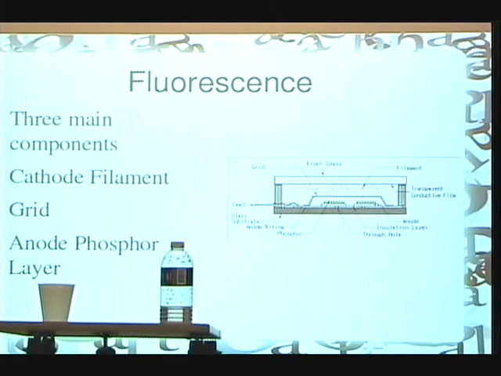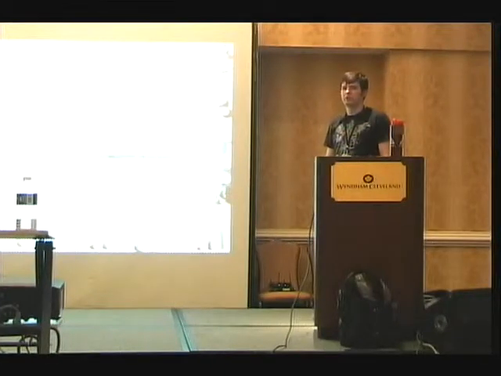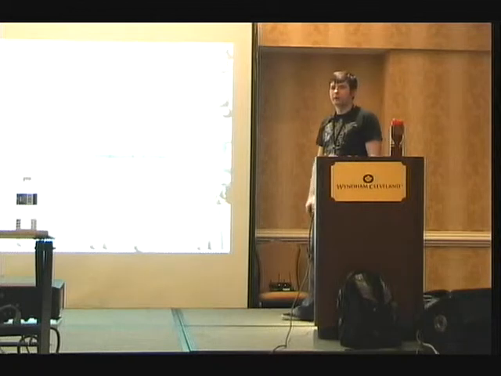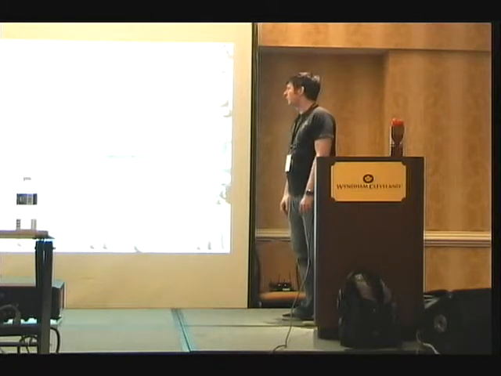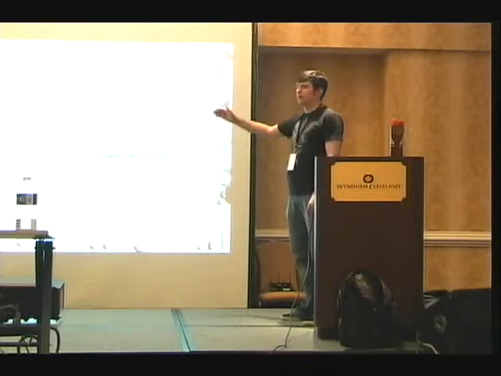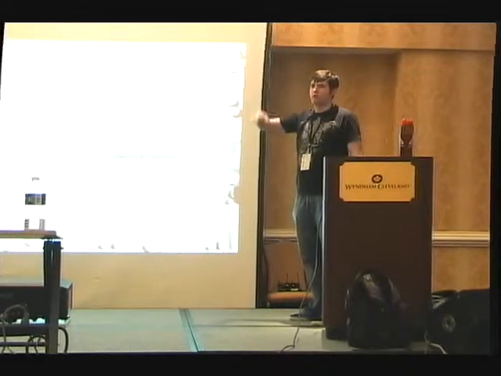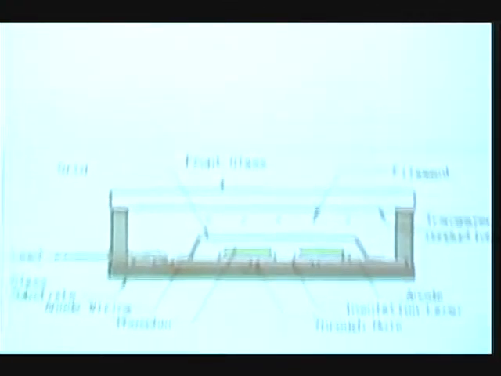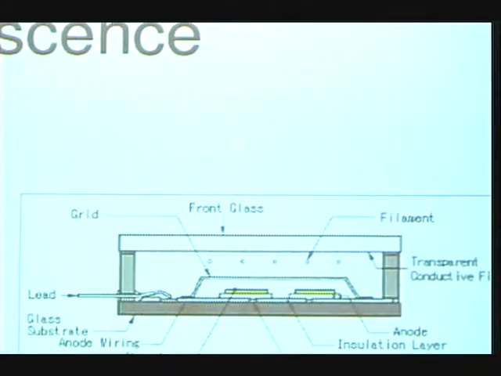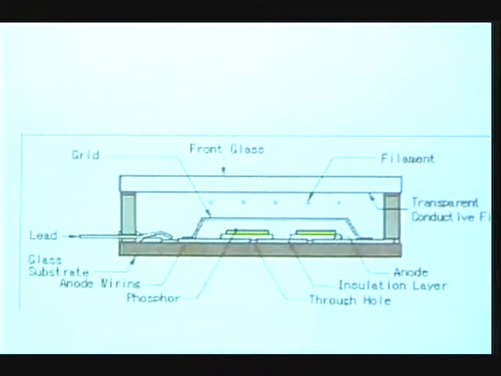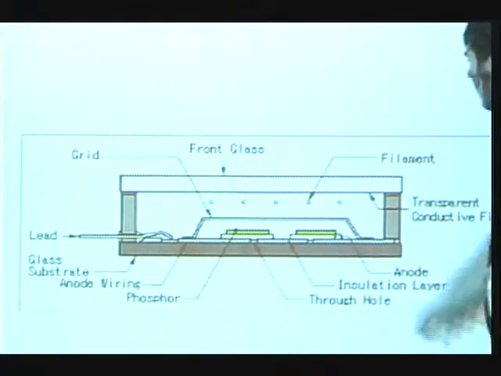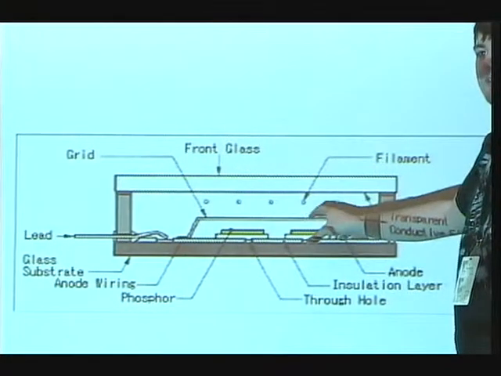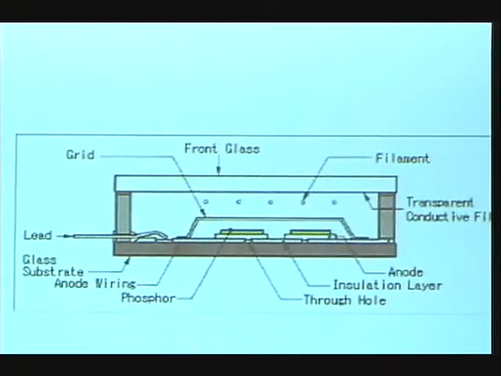So there are three main components here. You've got the cathode filament, a grid, and an anode phosphor layer. The phosphor layer is what's actually giving it the hue and providing the light in the end. What's basically happening is the grid acts like a channel for an electron stream coming from the filament. I can't tell you too much more about how these operate. To be honest, they kind of bend my mind, but from my understanding, it fires an electron chain down into a phosphorus layer, and the phosphorus layer reacts and generates light.